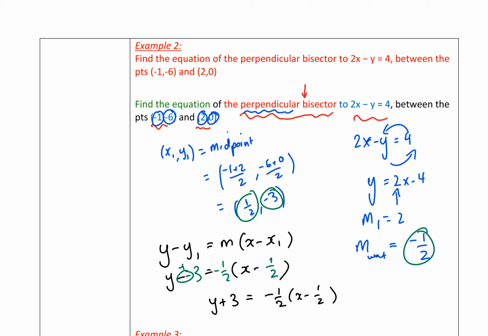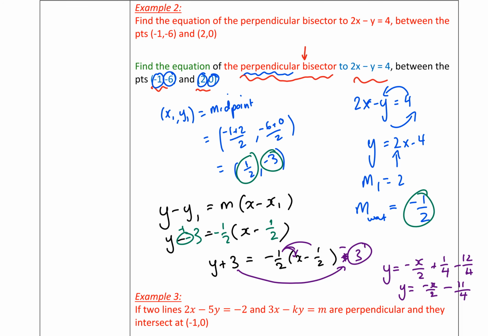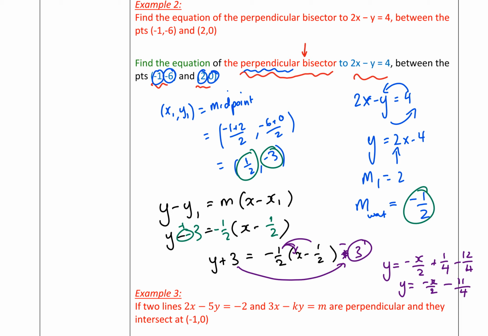And if I evaluate this, I'll bring the 3 over, so I'll minus 3 to both sides, and I'll multiply by negative a half. So I end up with y equals minus x on 2, that's me multiplying that one. Then I've got plus 1/4 minus, well, the number 3 could be thought of as 12 quarters. And so we end up with minus x on 2 minus, now we end up with 11 on 4. And that there is the equation of the line that I want.